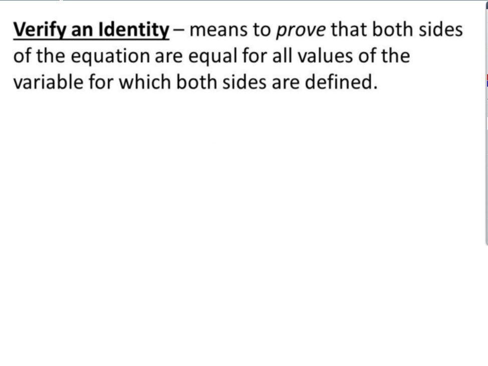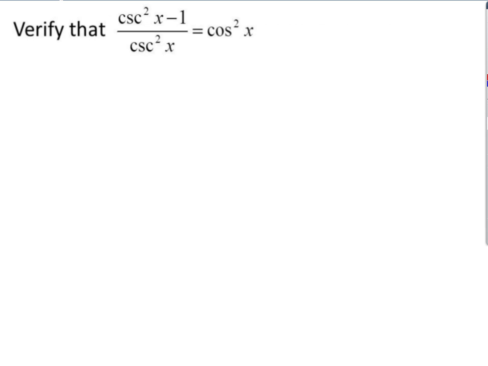When you verify an identity, that means you need to prove that both sides of the equation are equal for all values of the variable for which both sides are defined. So we need to verify this. The easiest way to do this is to work on one side of the equation and just try to make it look like the other side, if at all possible.